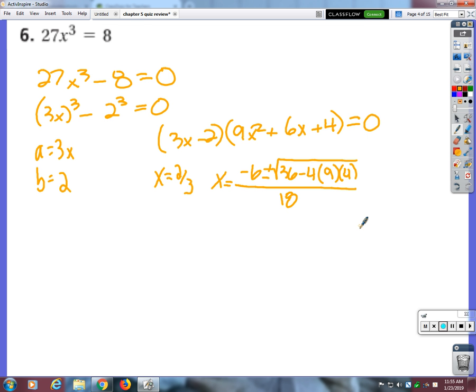Then if I simplify underneath the square root, I end up with negative 36 divided by 18. But that's not so bad because you know the square root of 36 is what? 6. Hang on just a second, Callista. So the square root of negative 36 is 6i. So this would be negative 6 plus or minus 6i over 18.